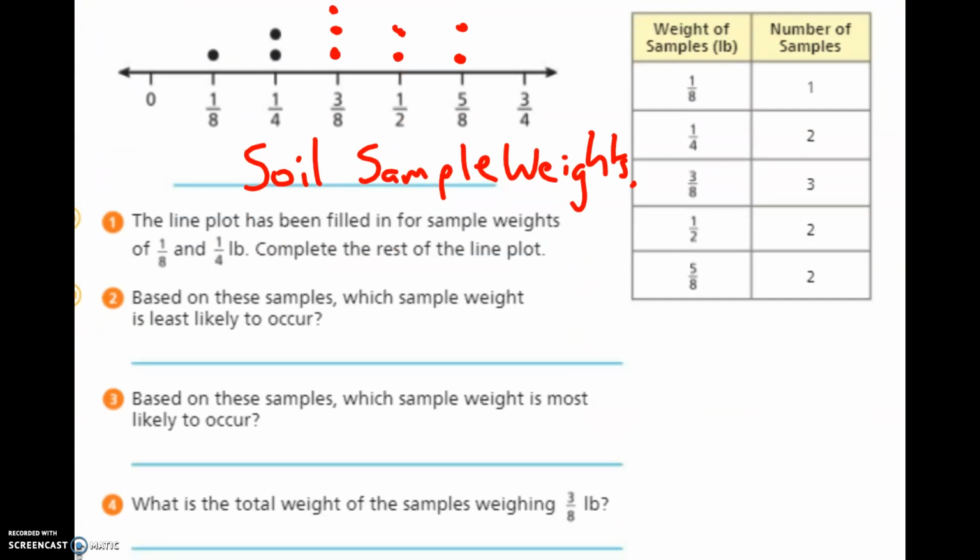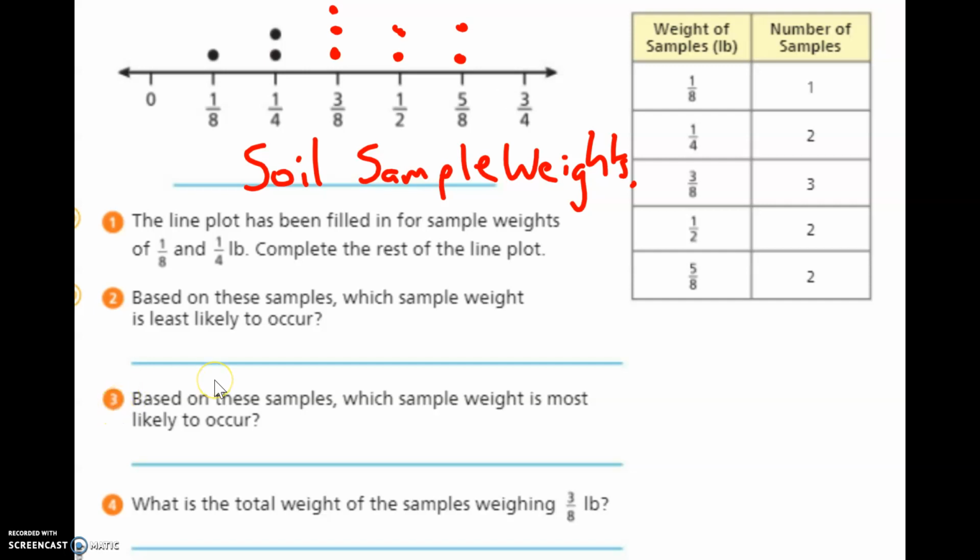Okay. So based on these samples, which sample weight is least likely to occur? Now, I think you could answer that one of two ways. The one that was the least number was the 1/8, right? So you could say 1/8 is the least likely to occur, but they also put a 3/4 over here, and there weren't any of those. So I think it wouldn't be wrong to say 3/4 is the least likely either.